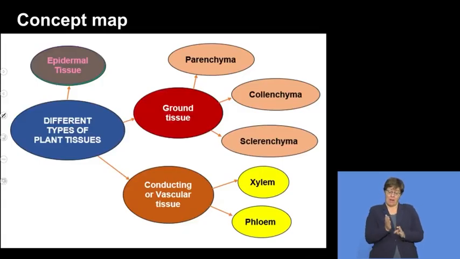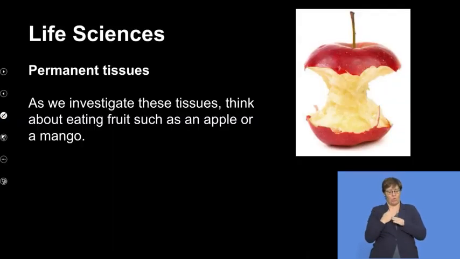Before the break, we looked at the different types of permanent tissue, which are tissues that stay the same once they've been formed, and they carry out a very important function in keeping the plant alive. As we investigate these tissues, think about eating fruit, such as an apple or a mango, because as you eat those, you're going to be eating all these different types of tissues.